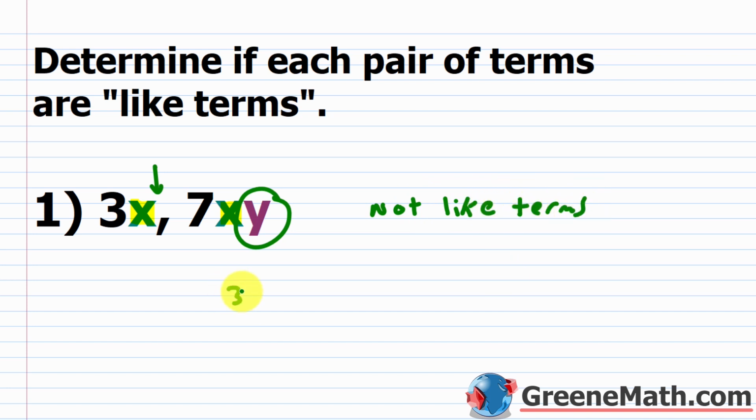Now, if this was 3xy and 7xy, then those would be like terms because in each case I have x to the first power and x to the first power, and then also y to the first power and y to the first power. So you can see that the variables there are exactly the same.